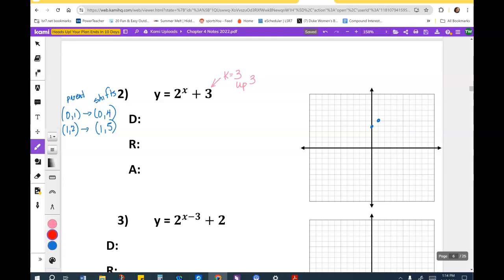My asymptote now is y equals 3 because I have a k value, and I'm going to go ahead and put that in. So I know it's going to approach that asymptote and go off to the right. Okay, so all it did, and that makes sense, is shift up 3. That's my parent from the previous one. My domain for exponential functions is always going to be negative infinity to positive infinity. And my range is based on my asymptote. So my range is going from 3 up to positive infinity.